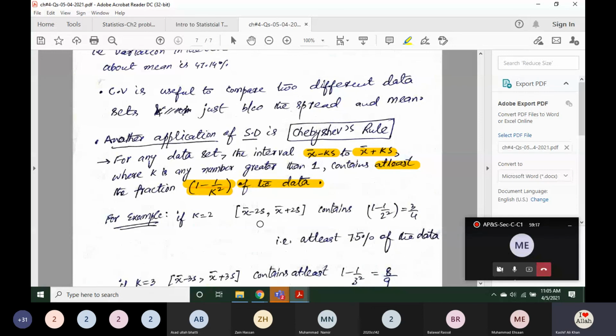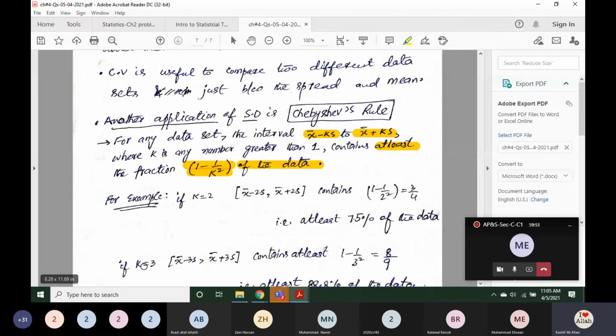But without writing down these values, Chebyshev rule informs me that this interval contains 1 minus 1 over k square of the data. What is k here? K is 2. So 1 minus 1 over 4, that is 3 by 4 of the data. That means the interval I have, when you choose k equal to 2, always contains 75% or more than 75% of the data. So the interval contains at least 75% of the data.